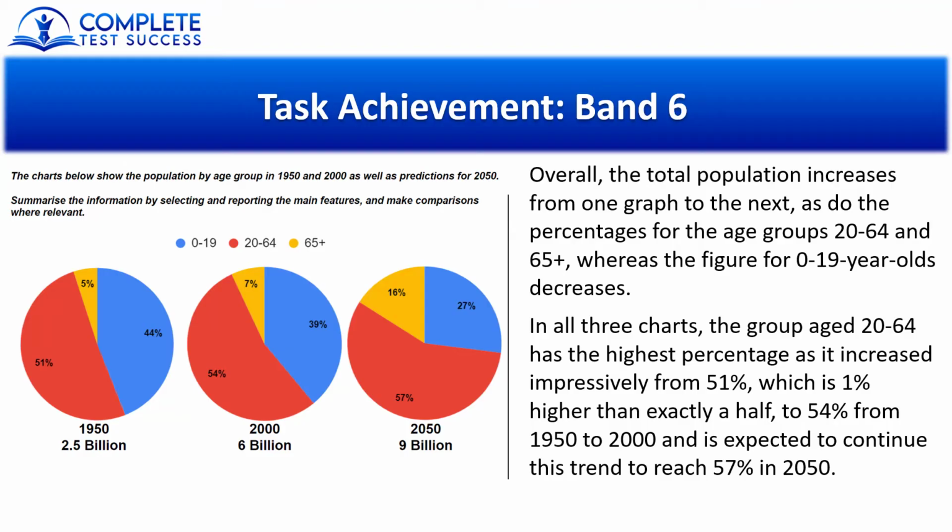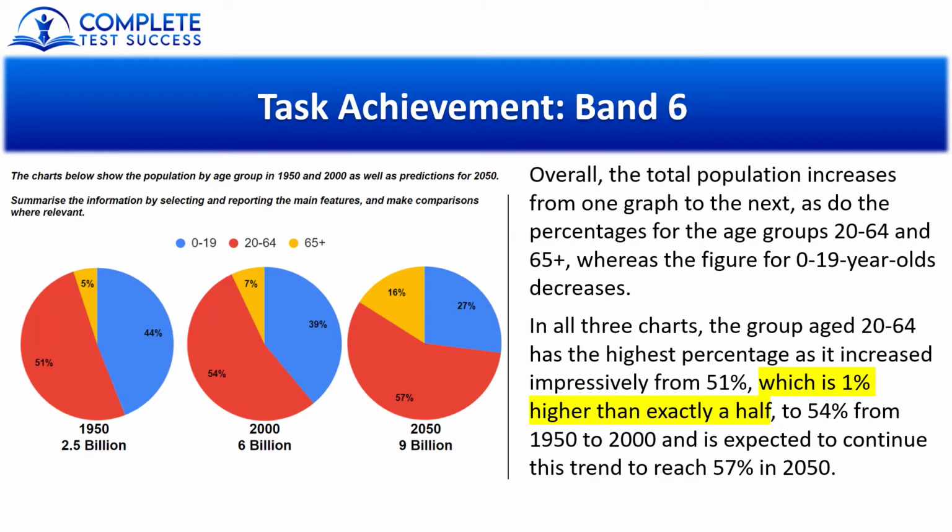The mistake made here is that the candidate has included irrelevant information. The first instance of this is the word impressively. This word shows the writer's feelings towards the data, and this doesn't belong in a Task 1 essay. The graph has to be reported objectively with no opinion or emotion included in the answer.